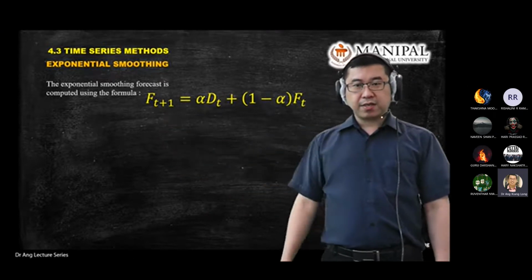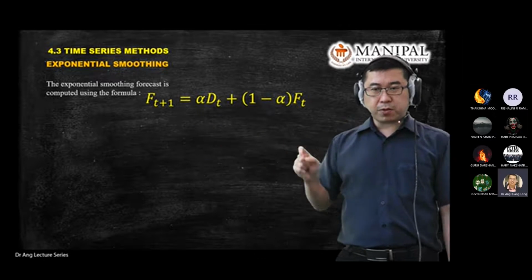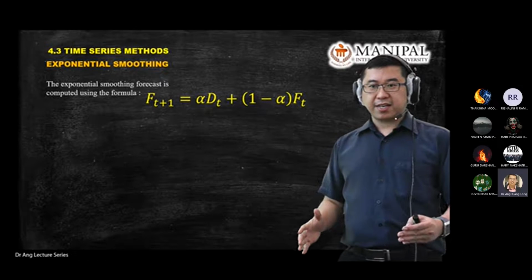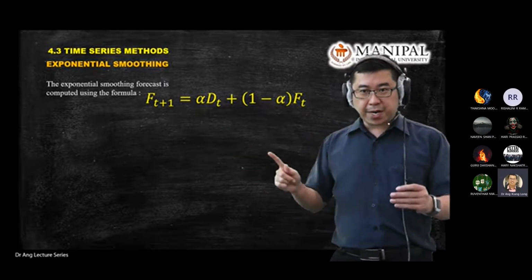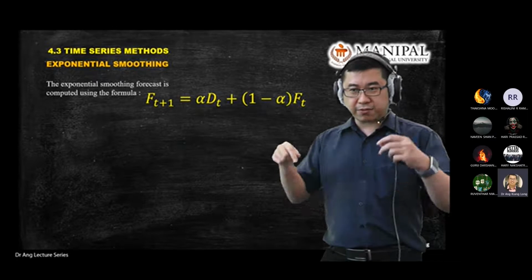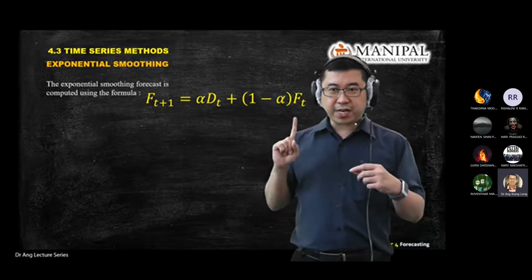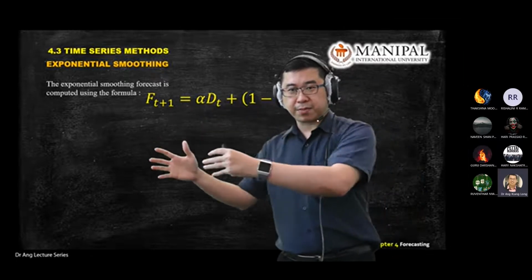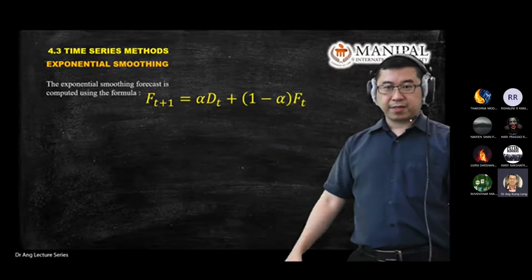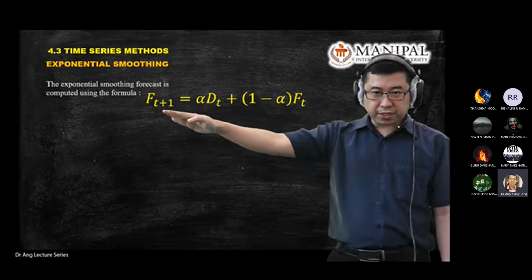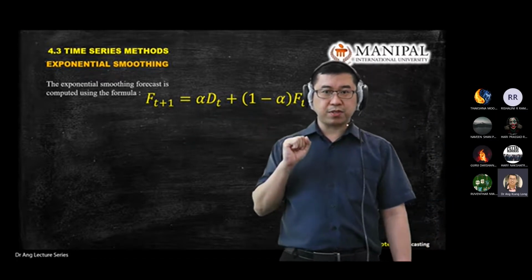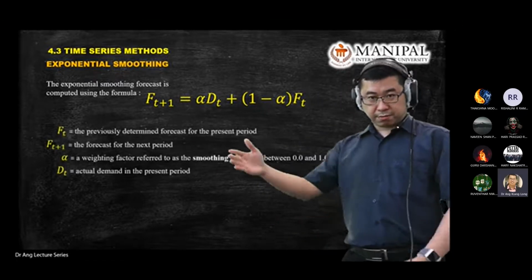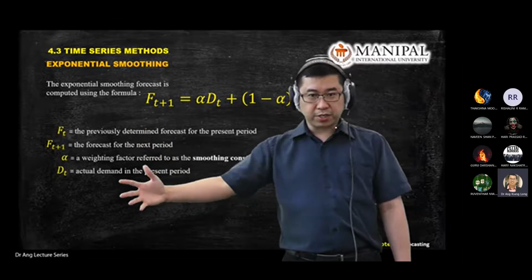By looking at this mathematical model, it means that you need to use current data, current demand, plus the forecast of this month. Combine forecast plus demand, you get the forecast for next month. Okay, this is the general idea of what the exponential smoothing is doing. The rest is just what I mentioned just now.